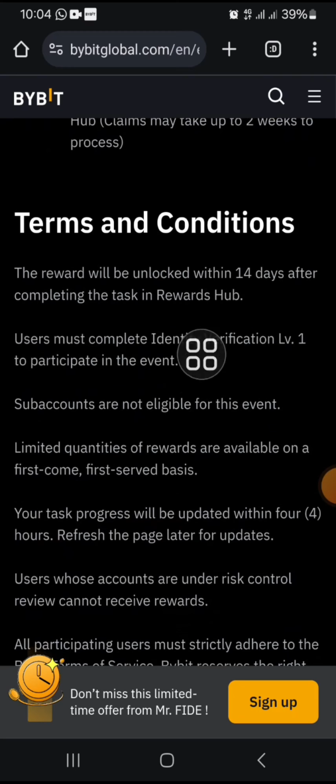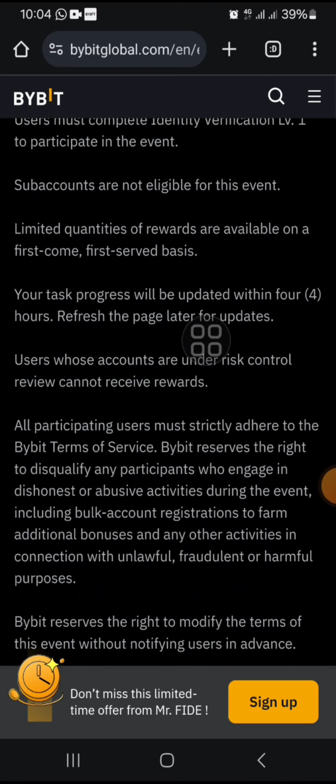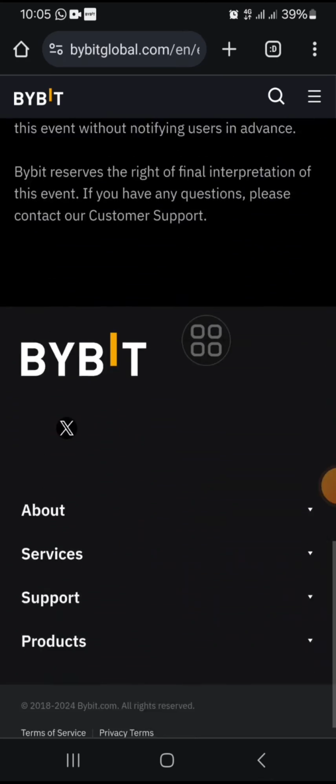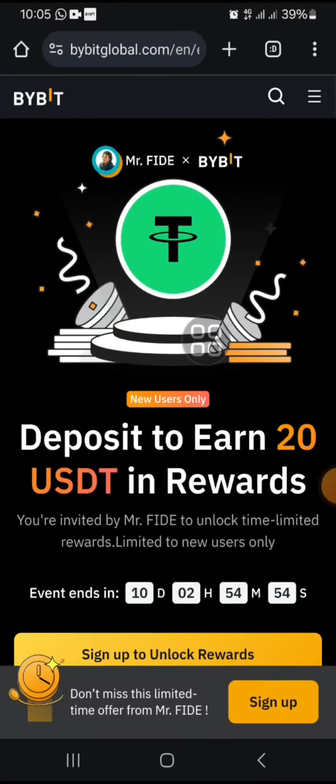You can see the terms and conditions, and the rewards will unlock within 14 days after the task. This offer is going to last for just 14 days. Sub accounts are not allowed, and tasks will be updated every 4 hours. So guys, this is an opportunity to earn 20 USDT for yourself. All you do is just sign up.